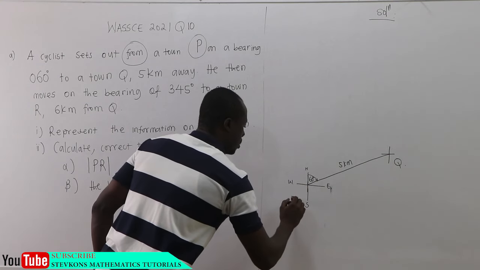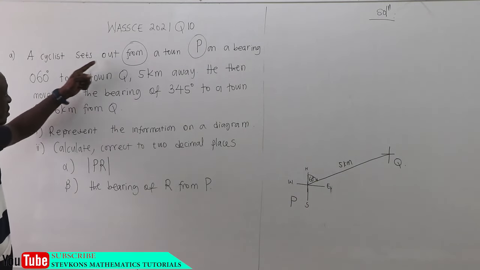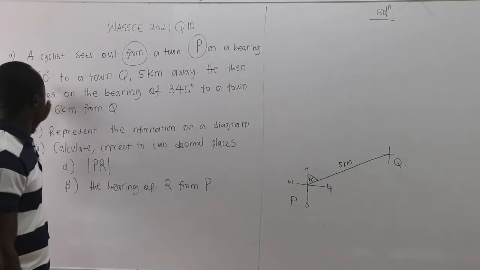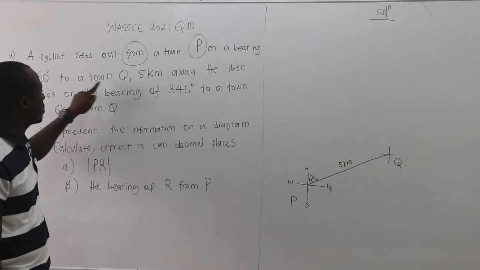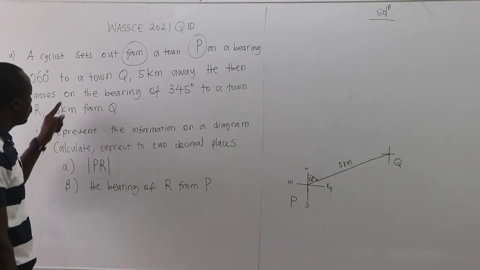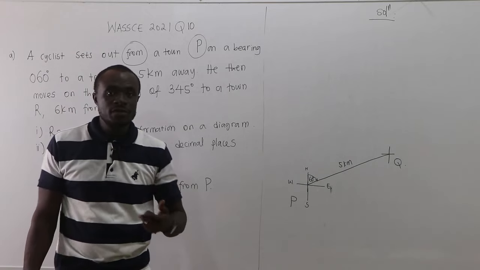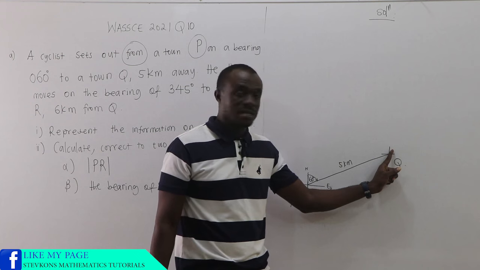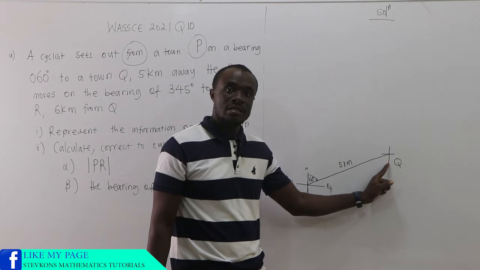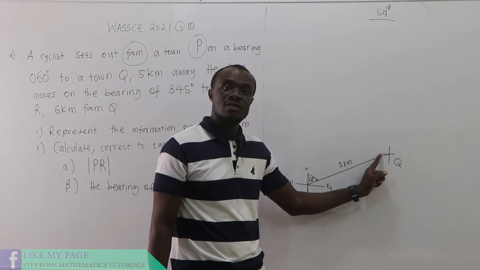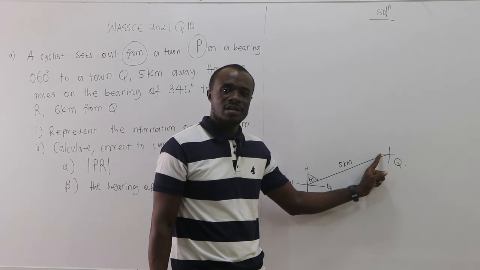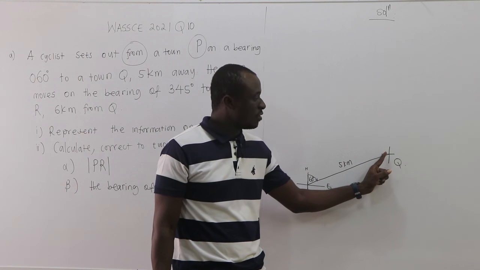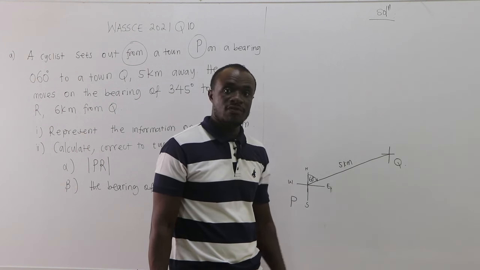That is where he started from. A cyclist sets out from a town P, on a bearing of 60 degrees to a town Q, 5 kilometers away. He then moves on the bearing of 345 degrees. Now, this 345 degrees, where do you think it will be? First quadrant, this is 90. Second quadrant here, that is 180. This is 270. So 345 is 270 plus 75. So we need an angle of 75 in the fourth quadrant.